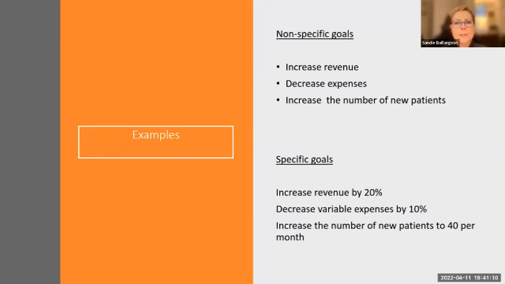So here are some examples of non-specific versus specific goals. You want to increase your revenue, decrease expenses, increase the number of new patients. Turn it into something more specific. I want to increase revenue by 20%. Well, how am I going to do that? That's where you set your strategy once you have set your goal. Decrease the variable expenses by 10%. How would you do that? Inventory control, making sure that you have a budget for spending.